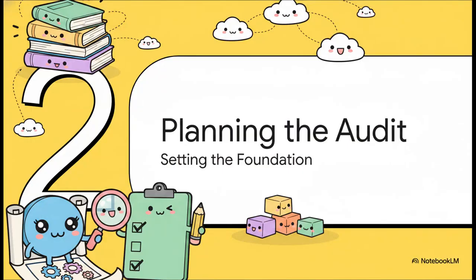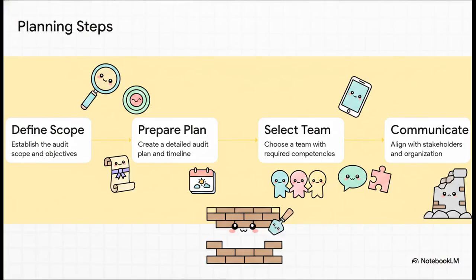Which naturally leads us to Section 2, planning the audit, focusing on setting the foundation. Literally before a single piece of evidence is even looked at, the lead auditor has to act as the master architect. It's like building a house, and there are 4 critical steps here. First, define the scope and objectives so you know exactly what parts of the system are under the microscope. Second, prepare a highly detailed audit plan. We're talking strict timelines and resources. Third, select your audit team, making sure you have the exact competencies you need. And fourth, communicate with the organization to get all stakeholders on the same page. Because if this foundational planning isn't rock solid, the whole audit is going to crumble.